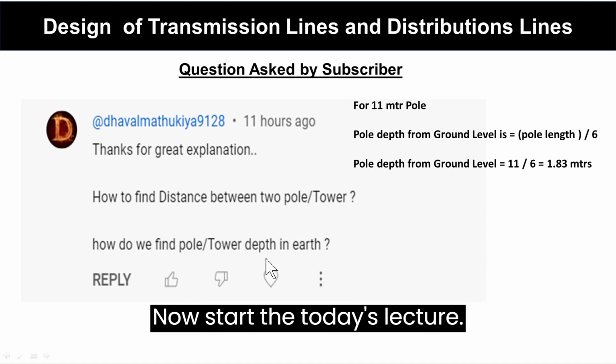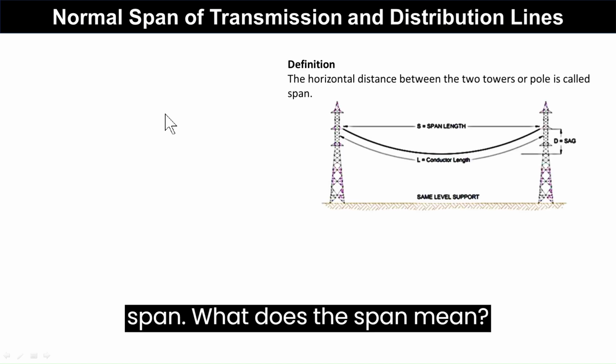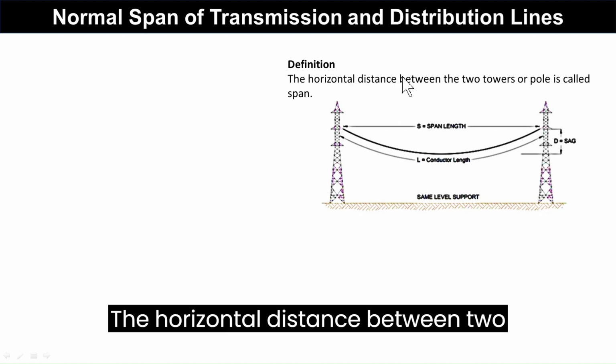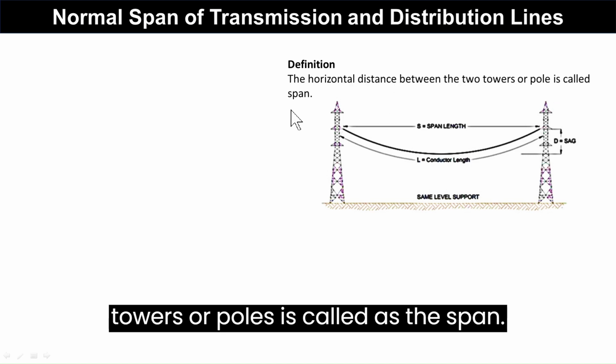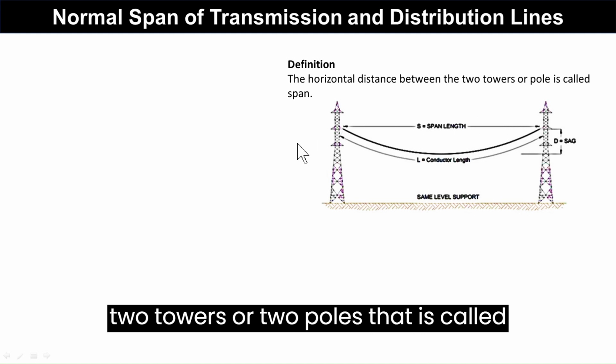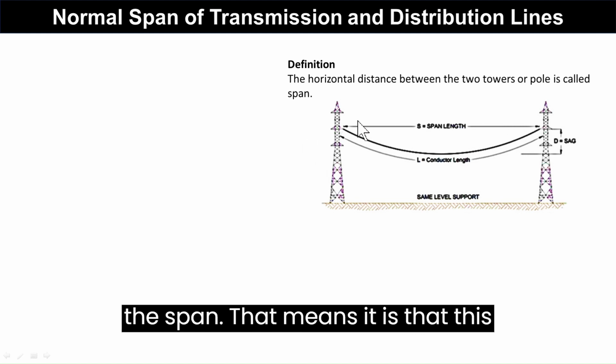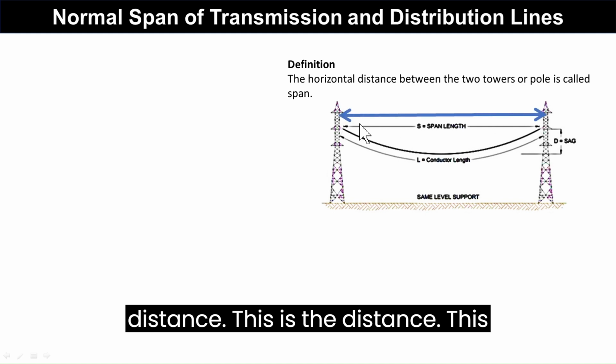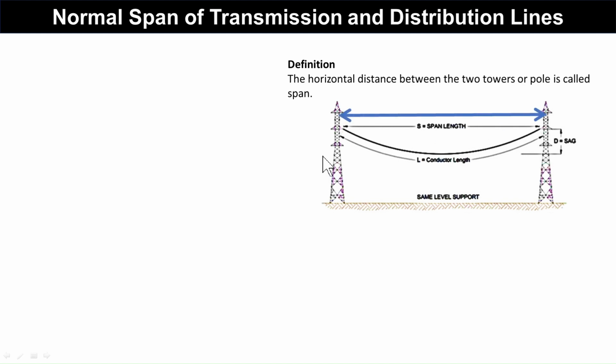Now start today's lecture. Normal span of transmission lines and distribution lines. In this part, we will see the normal span of various transmission lines. First of all, we will see what is the span. What does the span mean? The horizontal distance between two towers or two poles is called the span. That means this distance is called the span.